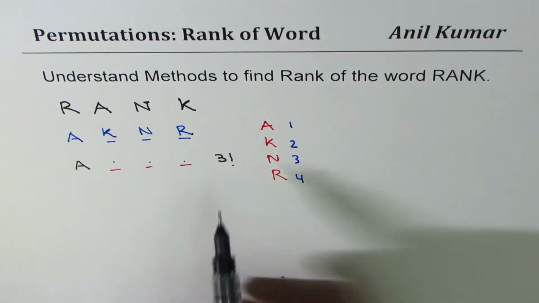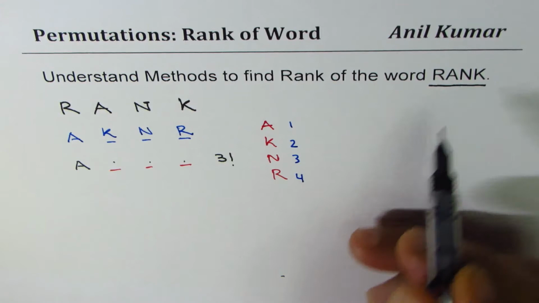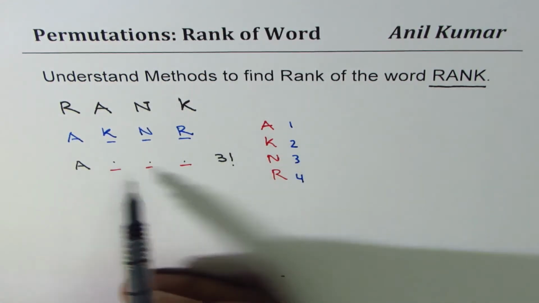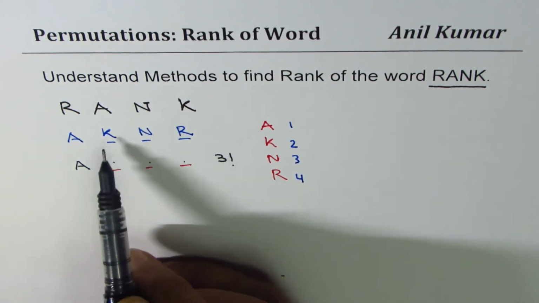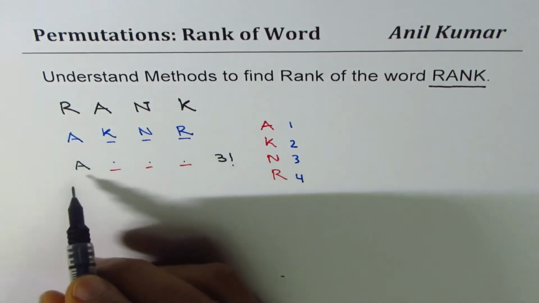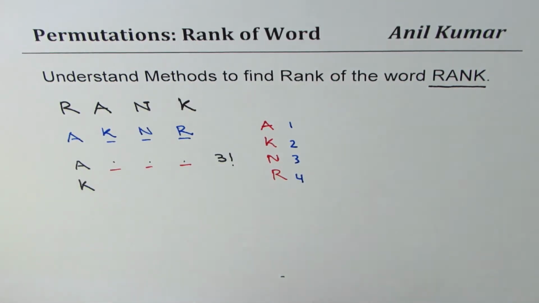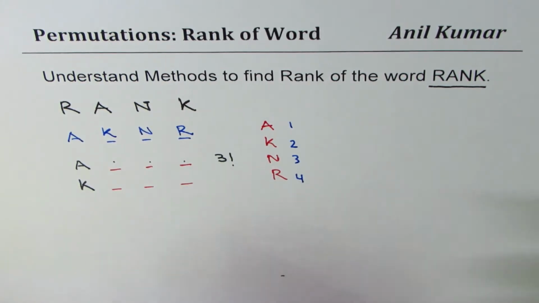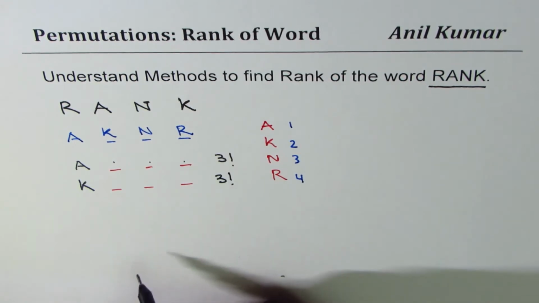And all these words will come before rank. We are looking at rank. And therefore, our position is after these words. Once we are exhausted with A's, we'll start with K, right? The next in our alphabetical order. And then with K also, we can make how many? We still have three positions to fill in. Another three factorial ways, we get K.